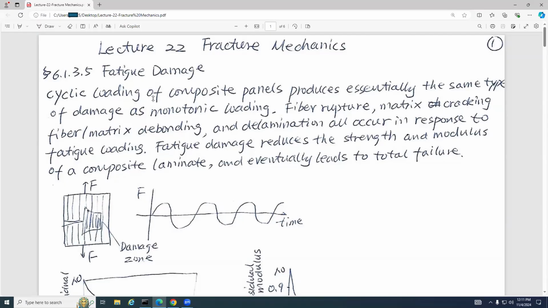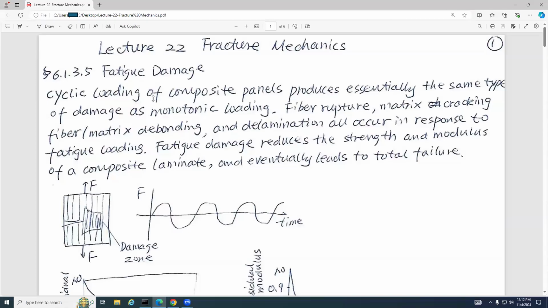And fatigue damage reduces the strength and modulus of a composite laminate, and this we call a laminate. Okay, laminate. These composites are a lot of laminates. One laminate can have multiple layers, or what we also call plies, and fatigue eventually leads to the total failure.